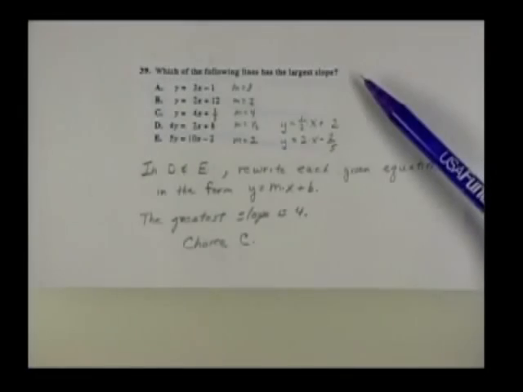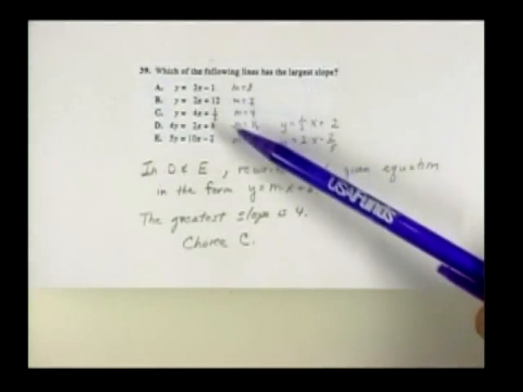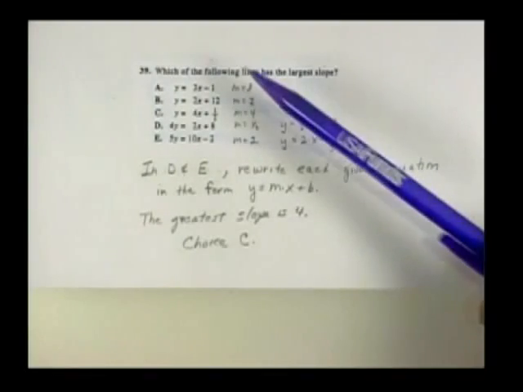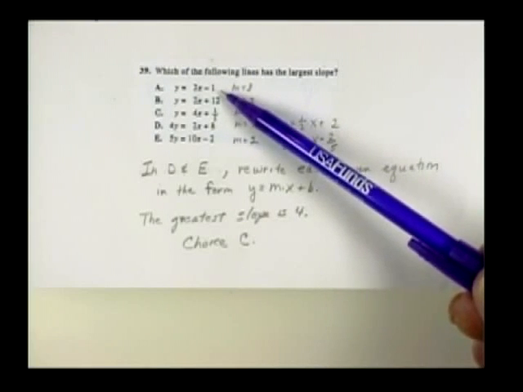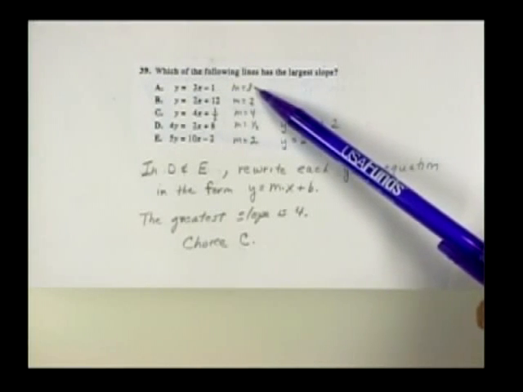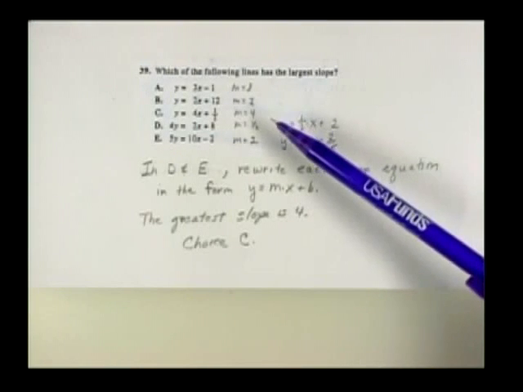Which of the following lines has the largest slope? And the choices are A through E as follows. In choice A, the equation is in the y equals mx plus b form, so the slope is 3. In B, the equation is given in the proper y equals mx plus b form. The slope is the coefficient of x, or 2. In C, the equation is in good form.